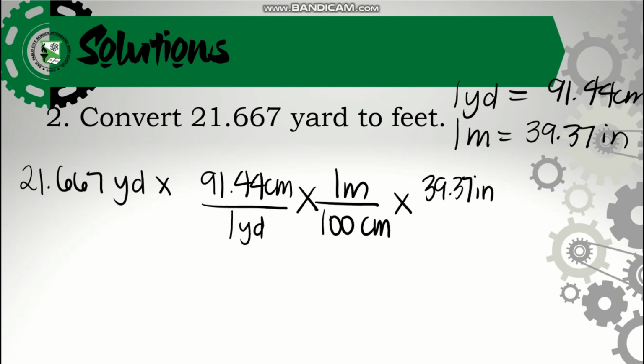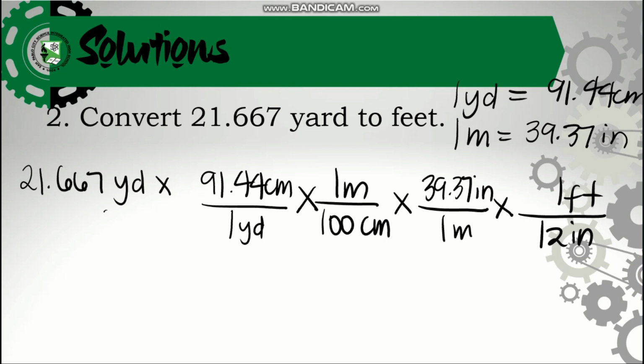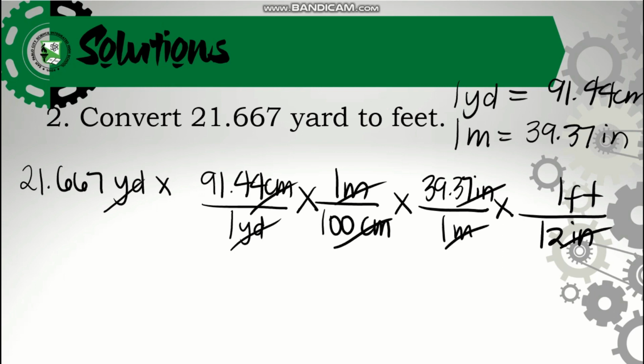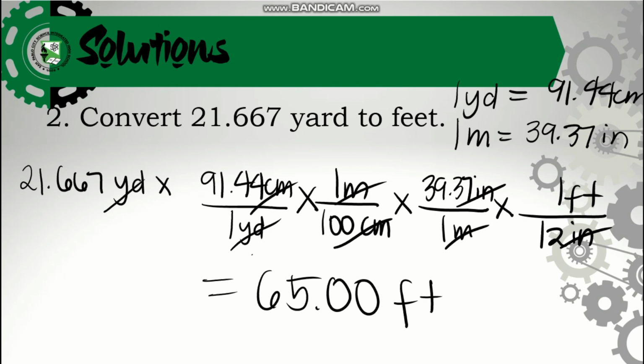So, we're going to multiply the given by 91.44 centimeter over 1 yard, multiply by 1 meter over 100 centimeter, and multiply by 39.37 inches over 1 meter, and multiply by 1 feet over 12 inches. As you can see, I did not give 1 feet over 12 inches because supposedly we should already know this. And since we went straight to the calculator, the answer will be 65.00 feet.